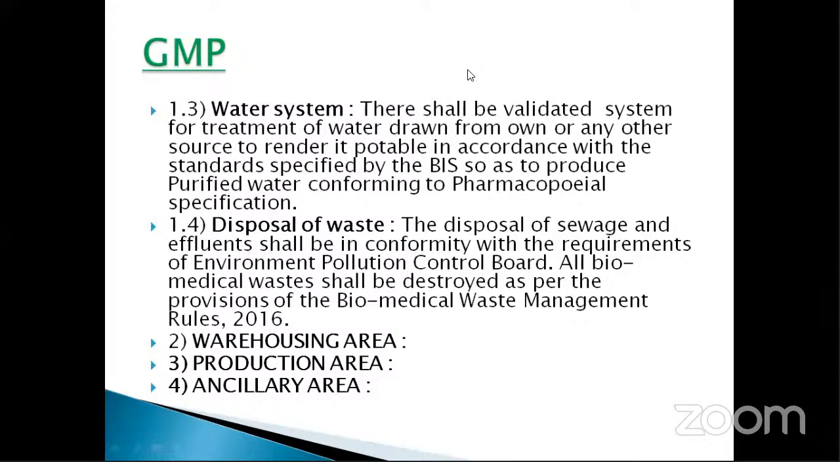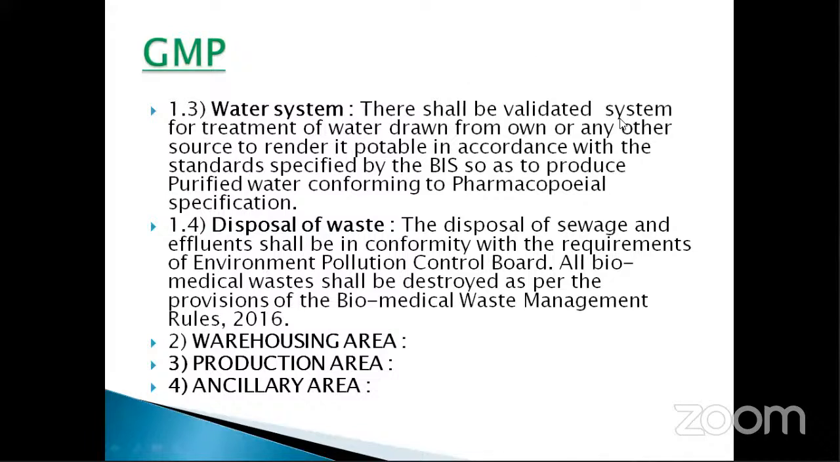These places are termed as the ancillary area of the manufacturing unit. These areas will be separate from the production area and warehousing area. Their entrance will be separate. It will not be connected internally with the production area or main manufacturing area. So you have to see that these ancillary areas should not have direct access from the manufacturing area. Moreover, the animal houses will also be separated in the ancillary area.